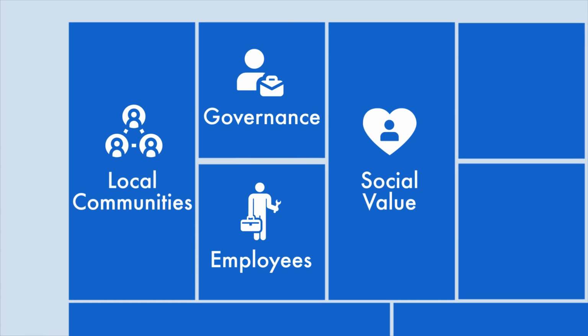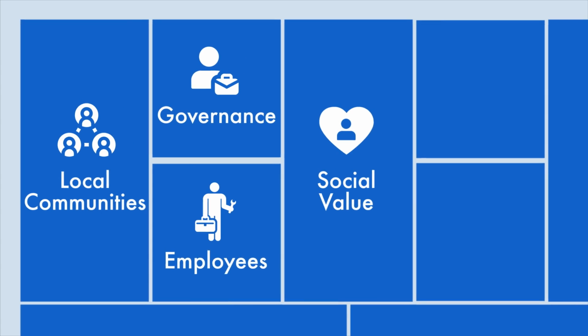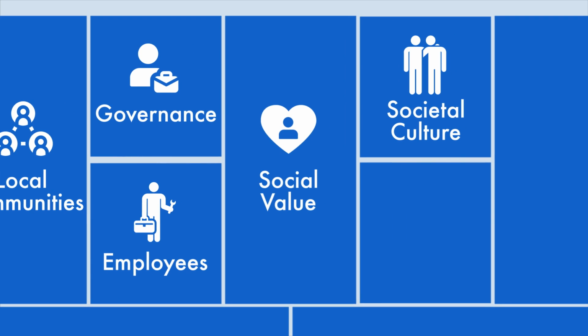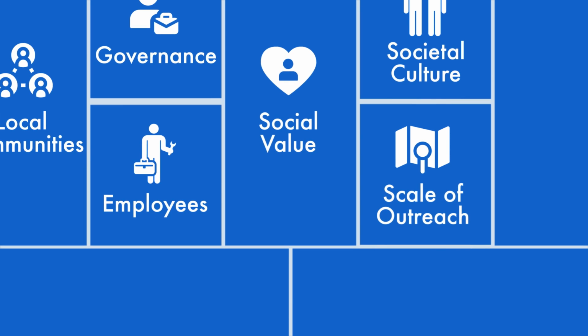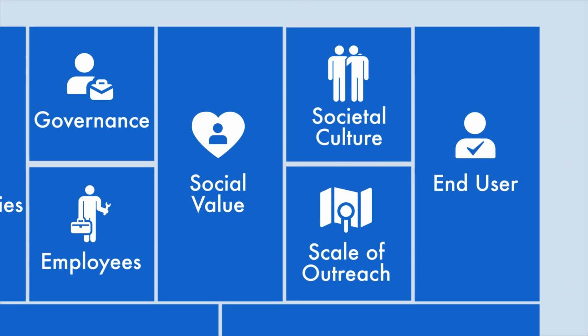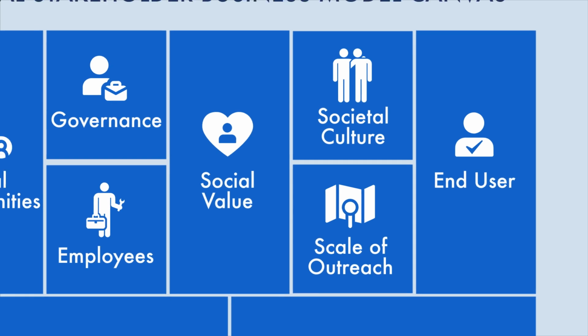Local communities describe relationships that arose between stakeholders and organization. The societal culture component recognizes the potential impact of the organization on society. It incorporates the fact that the business cannot thrive without society. Scale of outreach describes the depth and breadth of the interactions that the organization builds with society. The end user is the person who benefits from the social interactions with the organization.